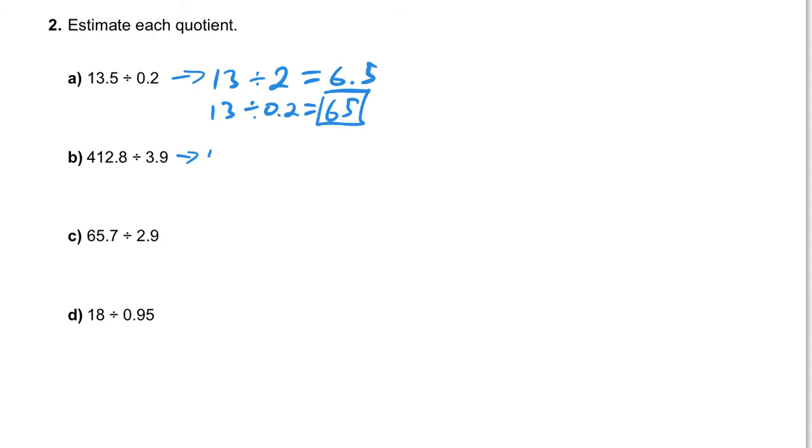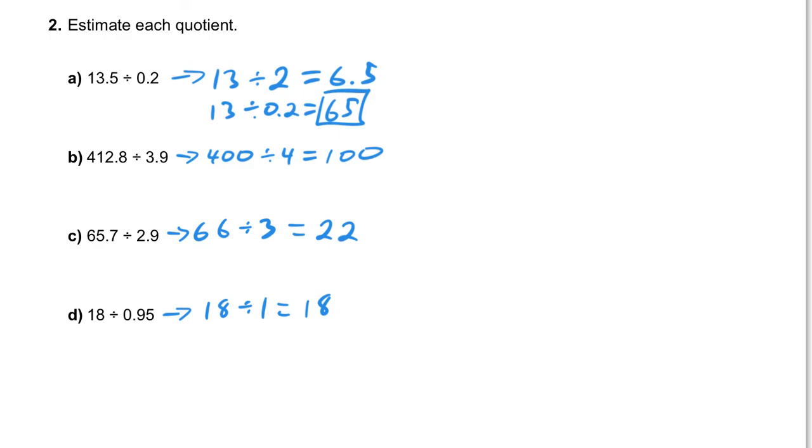Let's go with 400. The bigger the number is, the more you can estimate, or the more you can round down. So we've got 400 divided by 4, and that's going to give us 100. Next we've got 65. Let's round it to 66, and we're going to divide by 3. 2.9 is very close to 3, and that's going to give us 22. Next, we've got 18 divided by 0.95. That's really close to 1, so we're just going to make that 18. 18 divided by 1 is 18. It's going to be approximately.